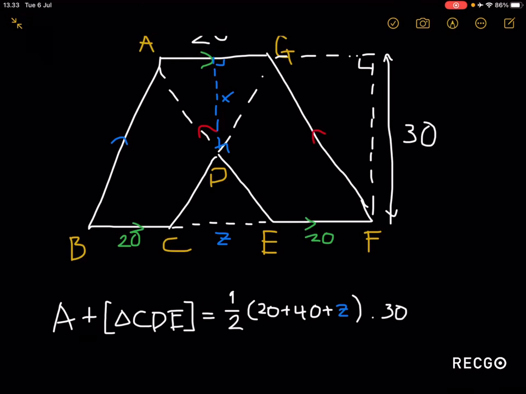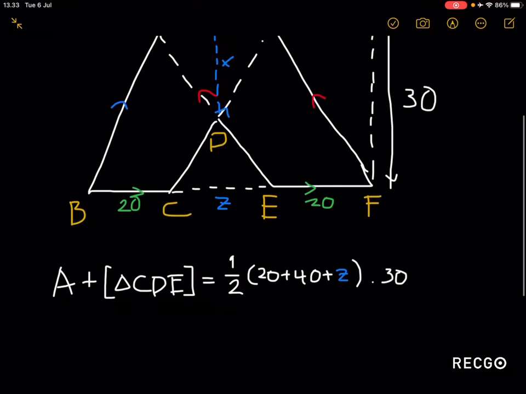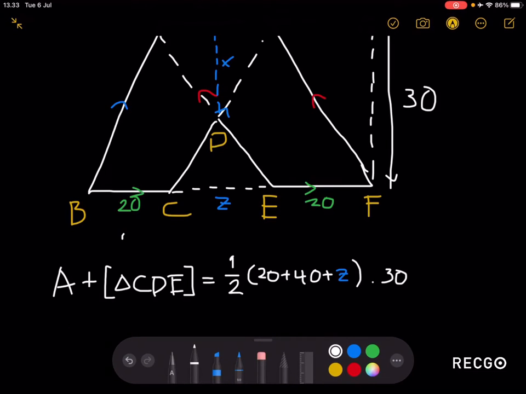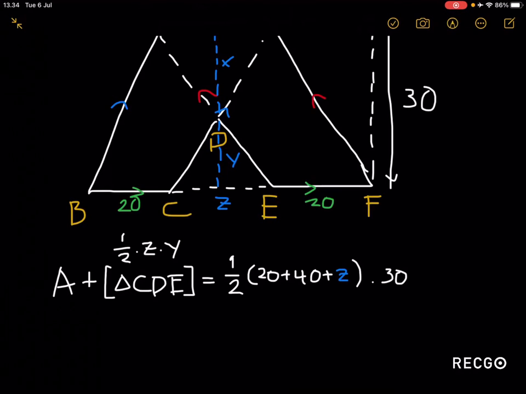Notice that the area of CDE will be just a half times z times, well, unfortunately, we have to introduce another variable right here. So let's suppose the perpendicular distance from D to CE is y. So this will be just a half times z times y.